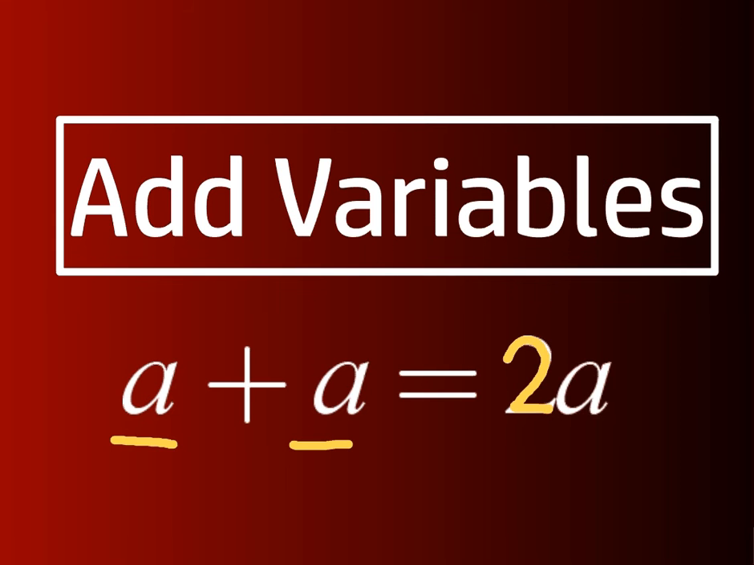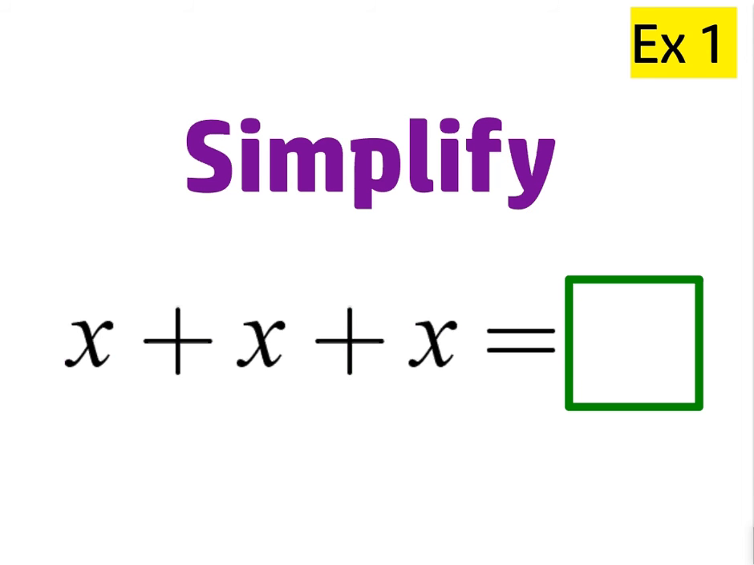The name of this lesson is Adding Variables. Variable is just another way of saying variable number. Remember, a variable number is a number that changes, and we can just call it a variable. So, a plus a gives you 2a, or in general, if you add a, n number of times, it's na. This is very important because we do this a lot in math.